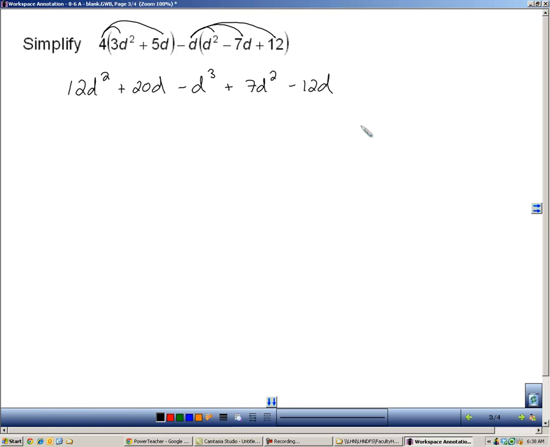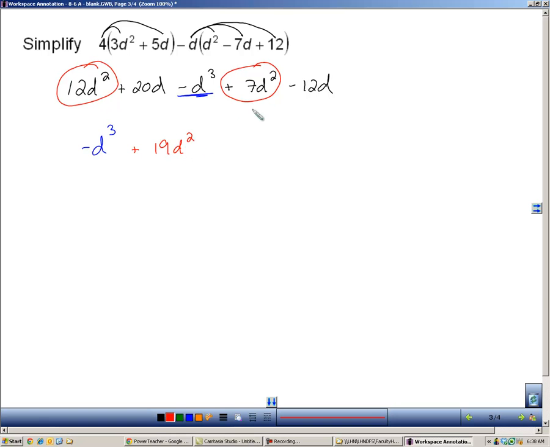Now we want to look for like terms. The other thing that we want to do is to write this expression in descending order, with the largest exponent all the way down to the smallest. So I'm going to start with this d cubed. I'm going to write that first because it has the largest exponent. Now I see like terms of 12d squared and 7d squared, making that a plus 19d squared.